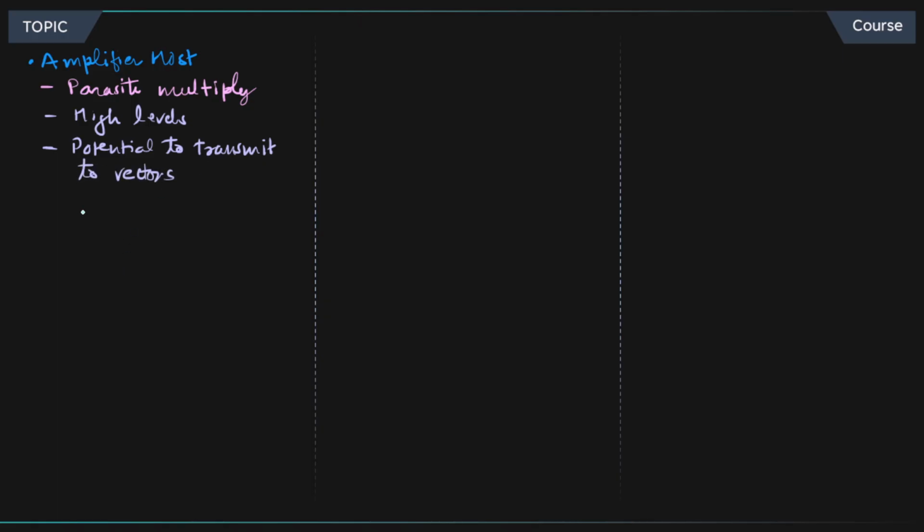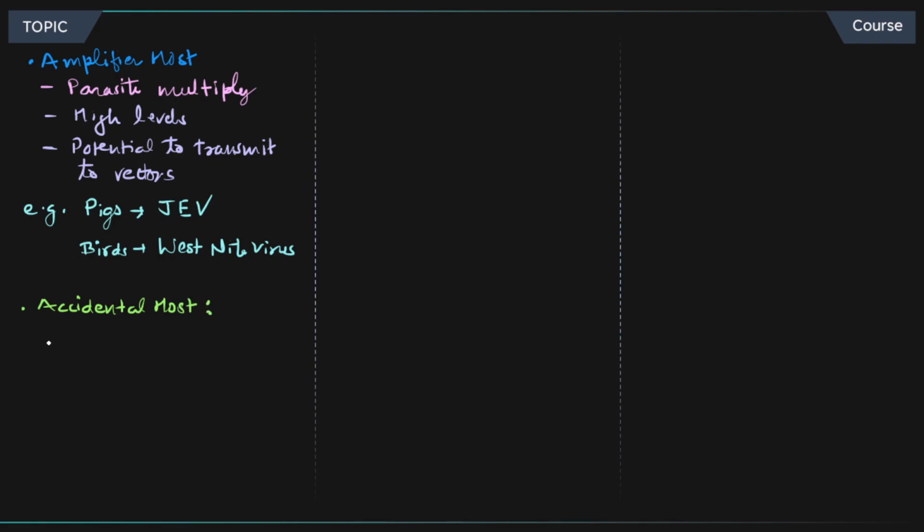If we talk about examples, we'll have example number 1, which is pigs, and that is JEV, Japanese encephalitis virus. So we are also talking about viruses in this case, okay? Birds for West Nile virus. These are the two different amplifier hosts where viruses can get amplified. And then let's talk about another host, which is the accidental host. A host which is not a part of the parasite's normal life cycle. So it's not a part of the normal life cycle.